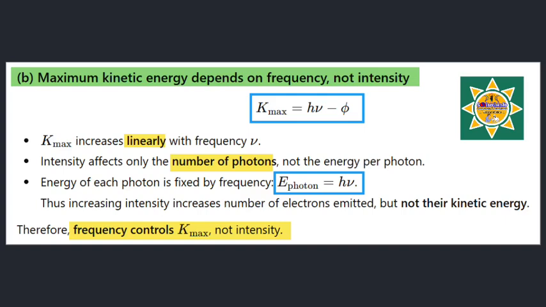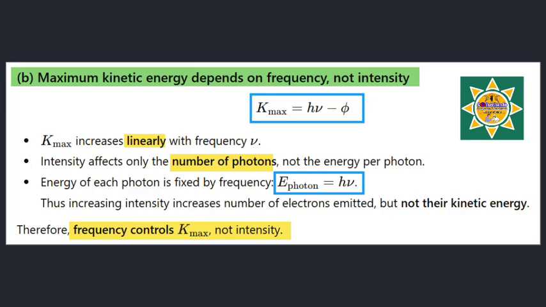Second question. Maximum kinetic energy depends on the frequency but not intensity. As I already explained, K max is equal to h nu minus work function, so K max, that is maximum kinetic energy, increases linearly with the frequency, and intensity affects only the number of photons and not the energy per photon. So the energy of each photon is fixed by frequency. Therefore, E photon, that is the energy of each photon, is h nu. Thus, increasing intensity increases the number of electrons emitted, but not their kinetic energy. Therefore, frequency controls maximum kinetic energy and not at all intensity.